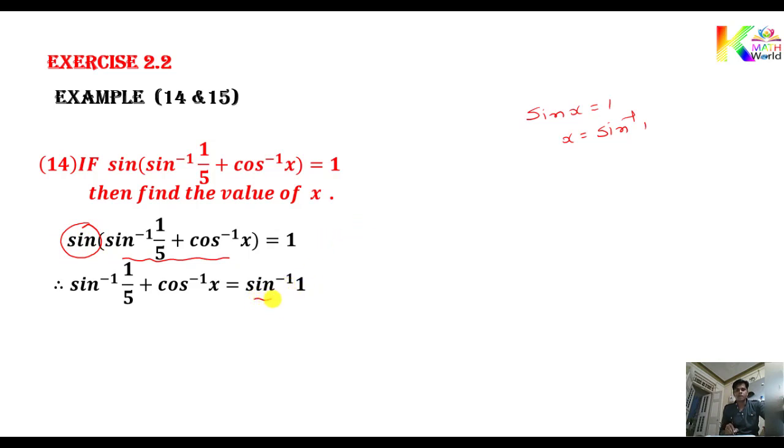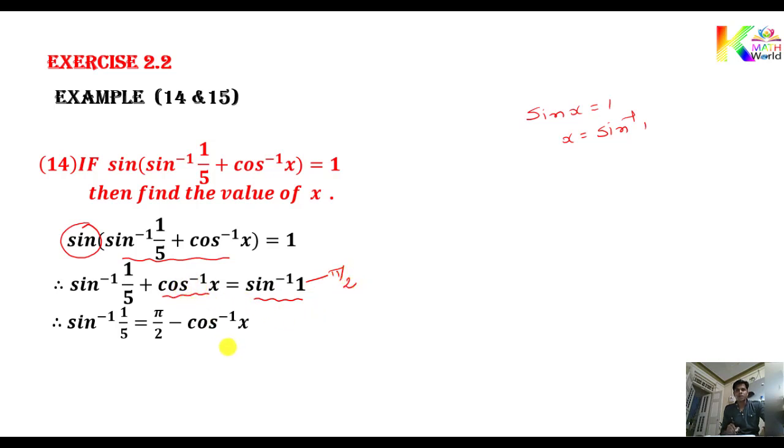And what is the answer of sine inverse 1? Pi by 2. Sine 90, that is 1. So the answer will be pi by 2. Okay. So in the next step we get sine inverse 1 by 5, and at the same time taking this cos inverse x on that side. Answer of this one, that is pi by 2.